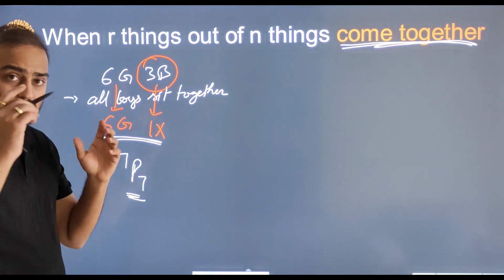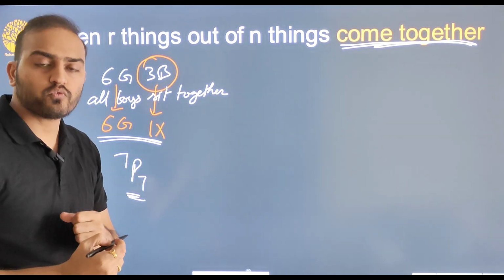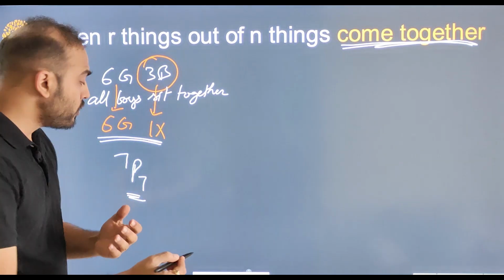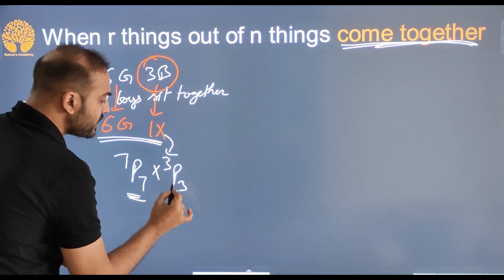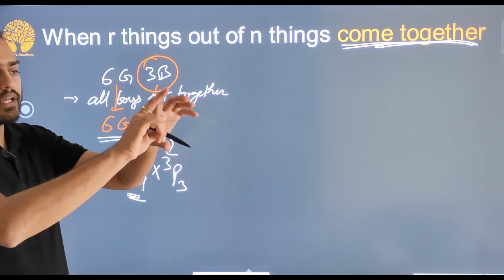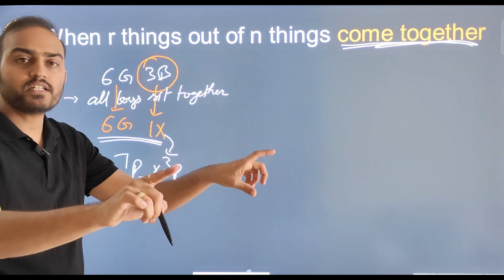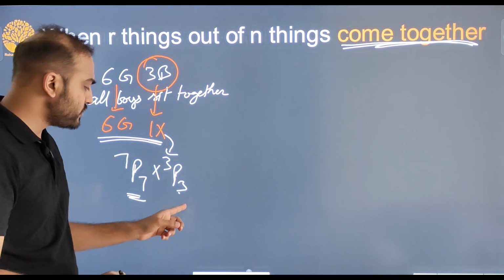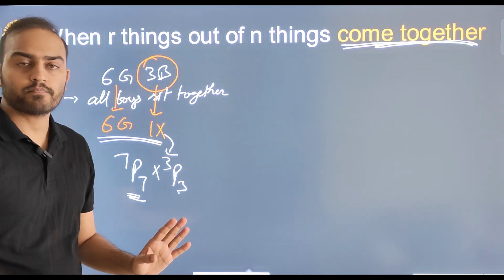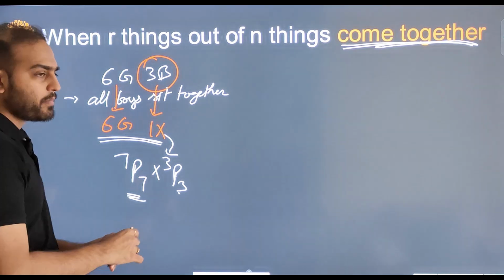Now what will happen? The 3 boys will go and sit on that 3-seater sofa. So the boys can further arrange themselves, because they will see, okay, there are 3 boys, there is a 3-seater sofa, so 3 seats. I want 3 boys to sit in 3 positions, so that is 3P3. Okay, so what will happen?